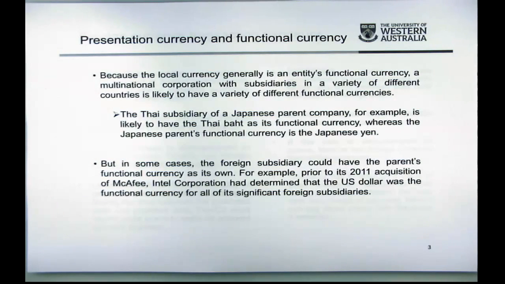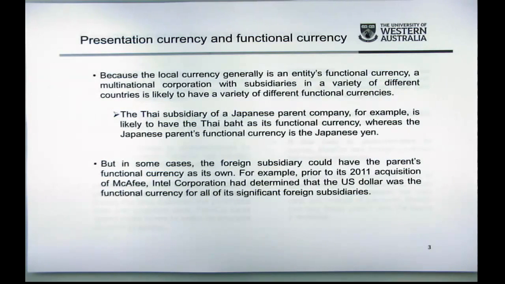The other problem that normally arises in practice is the translation adjustment. Translation adjustment arises when a firm sets up subsidiaries overseas. Okay? For example, you are an Australian firm and you set up a subsidiary in Japan, in China, in India, in America, for example. In this case, your subsidiary most likely will use the local currency in that country. And that local currency will be different from your currency as the parent company.